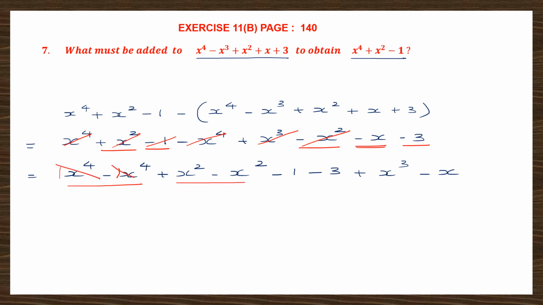Here we have x to the power of 2 minus x to the power of 2. Here also 1 and 1. 1 minus 1 is 0. So this will also get cancelled. Here we have minus 1 minus 3. When signs are the same, we put the same sign and we add, 1 plus 3 is 4. Then we have x to the power of 3 and then we have minus x. So let's write that properly. We start with x to the power of 3, the highest power, and then we write minus x and minus 4. So this is our final answer: x to the power of 3 minus x minus 4.